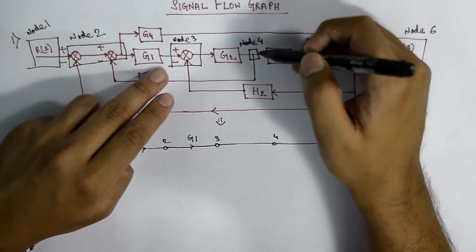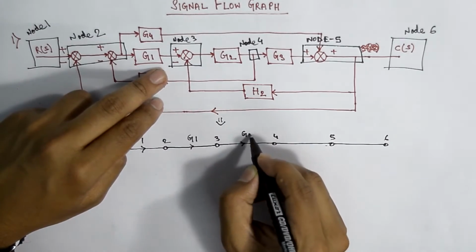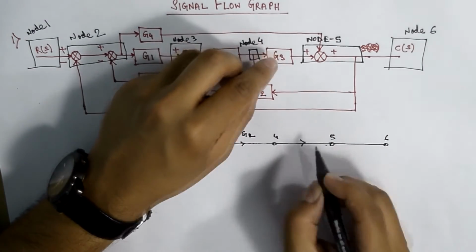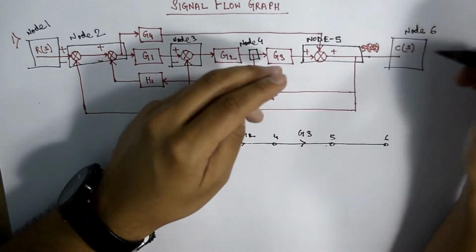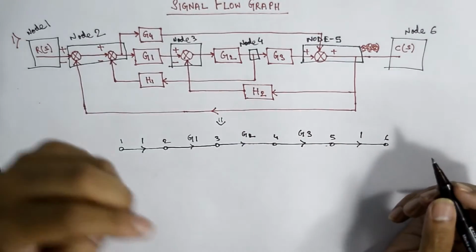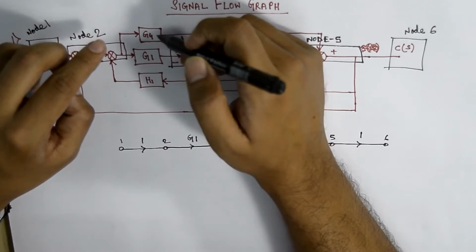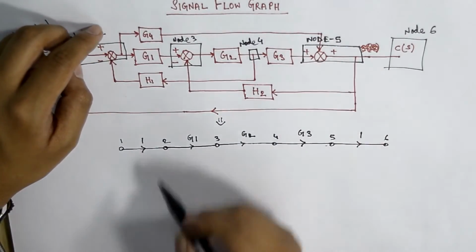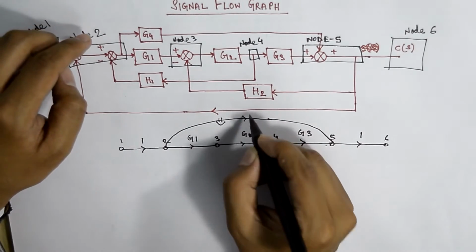From node 3 to node 4, we can see there is one G2 block, so mark here G2. From node 4 to node 5, there is one G3 block, mark here G3. From node 5 to node 6, there is no block, so mark here 1. From node 2 to node 5, there is another block, say G4. So from node 2, we will simply draw to node 5 like this. Mark here G4.